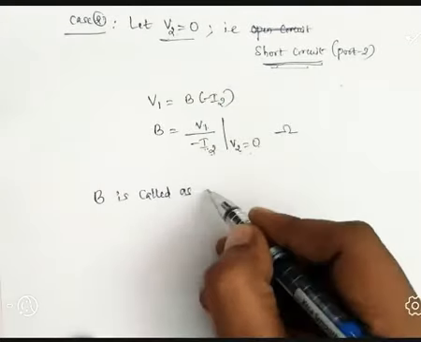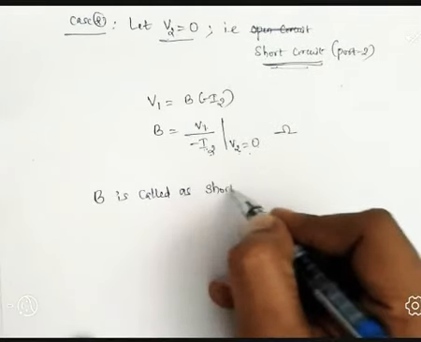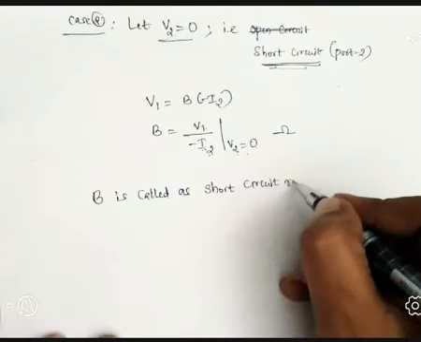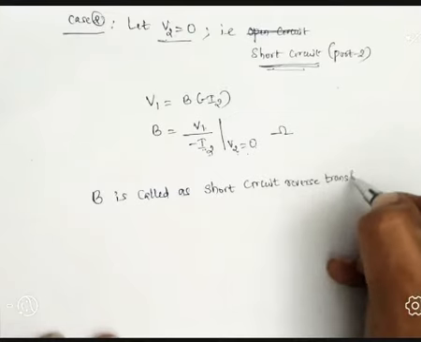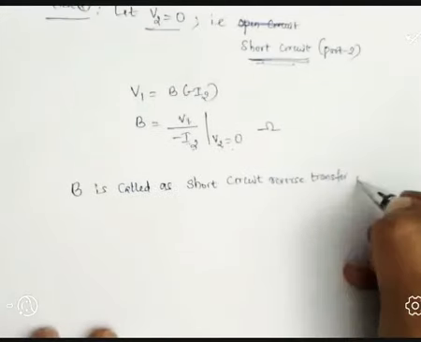So short circuit, reverse transfer, V by I means impedance. Hence the parameter B is called short circuit reverse transfer impedance.